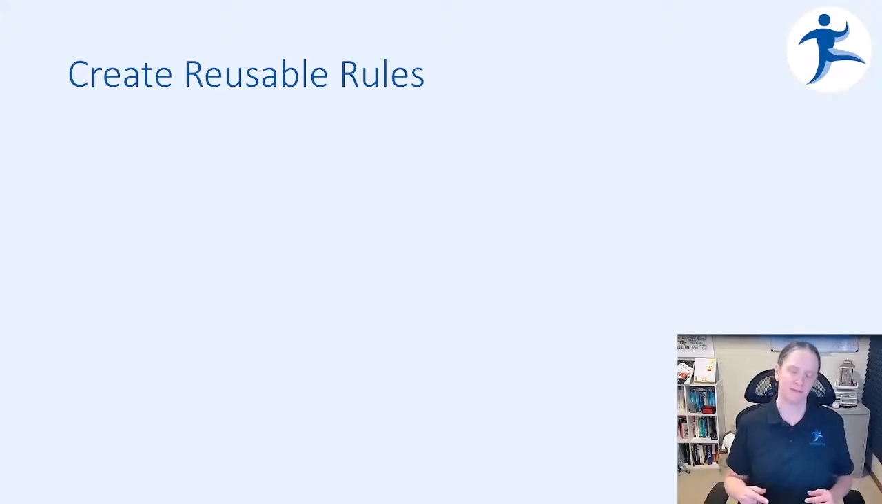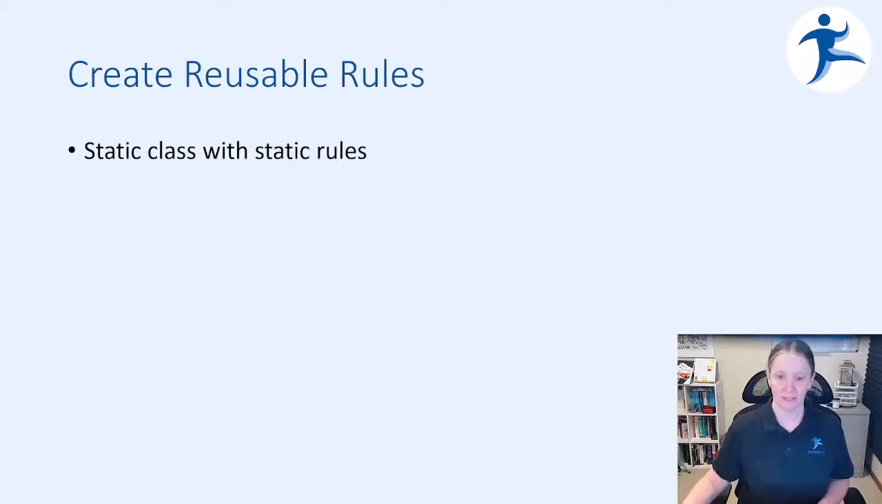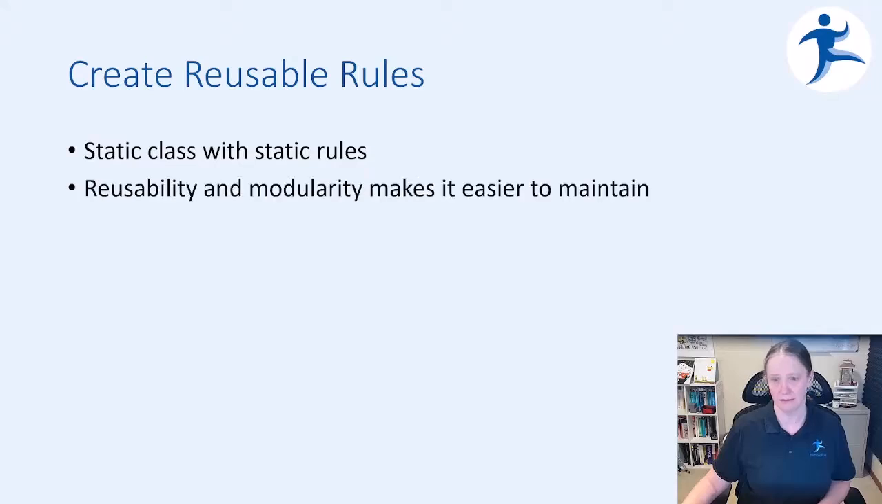Now, when it comes to the demo, I'm going to do the screenshots first, and then we'll jump into the code. They're going to be slightly different, and that's just because at the end I do a combination of some of the rules. And so I'll show you why you would want to do them as reusable rules. But reusable rules are static. It's a static class with static rules. And that reusability and the modularity will make it easier to maintain in the long run. Okay.